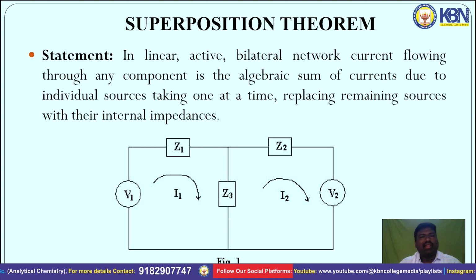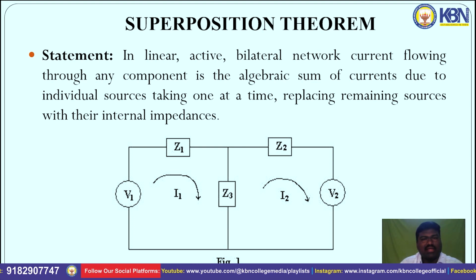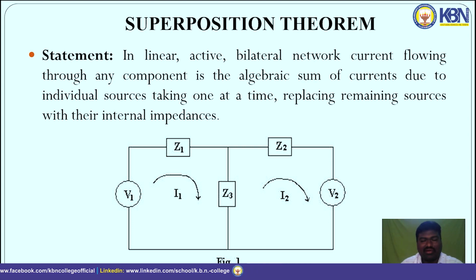In any linear, active, bilateral network, the current flowing through any component is the algebraic sum of currents due to individual sources taking one at a time, replacing the remaining sources with their internal impedances. Here is the circuit with linear impedances Z1, Z2, Z3, voltage sources V1, V2 and current sources I1, I2 respectively.